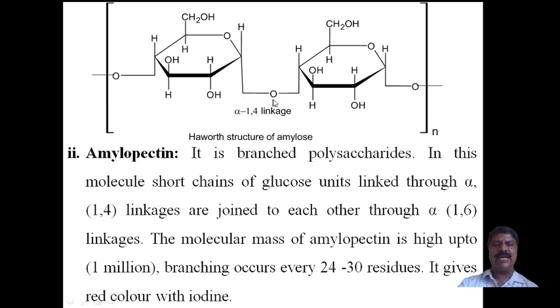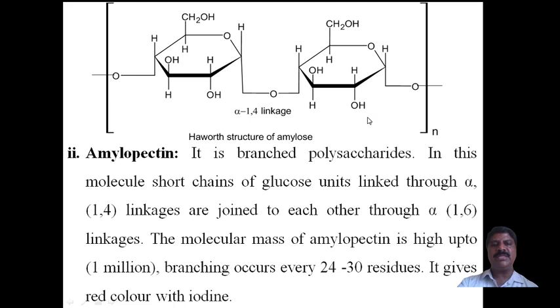linkage. Glycosidic linkage takes place, and because these molecules are alpha D glucose, the linkage takes place at one position and four position of the other molecule. Therefore, it is an alpha 1,4 linkage of amylose. And here the n number will be there because it is a polysaccharide.